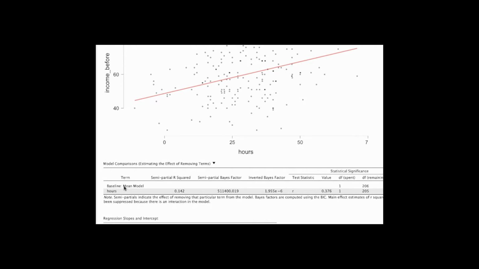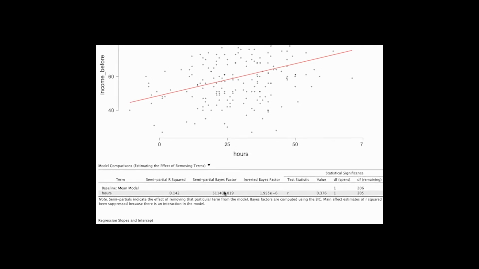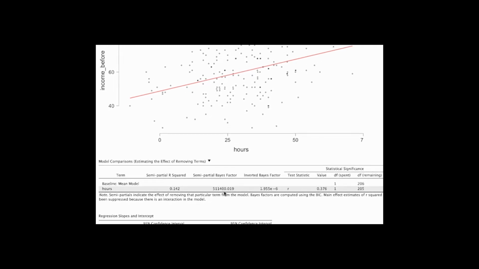And so relative to a model that just predicts your mean income score, if it adds hours as a predictor, the evidence in favor of that model is 500,000 times stronger than the evidence in favor of a model that just looks at the mean. So according to the Bayes factor, we resoundingly accept the hypothesis that hours is an important predictor.